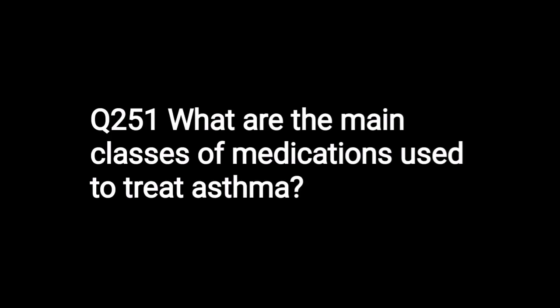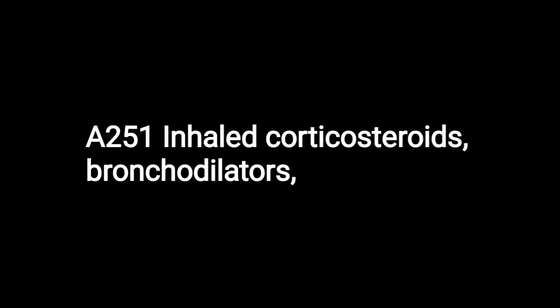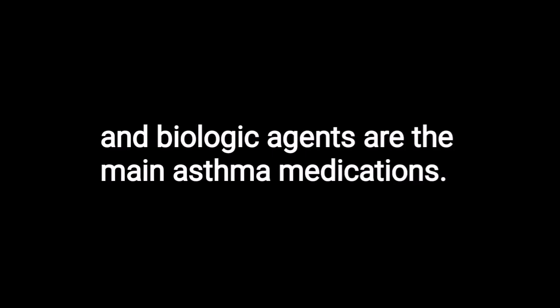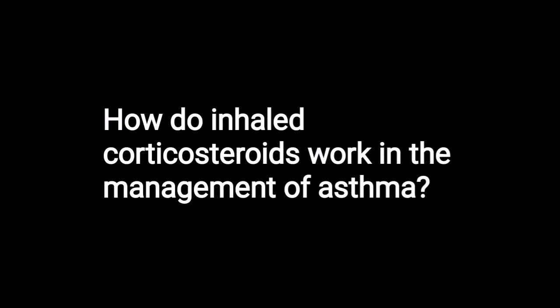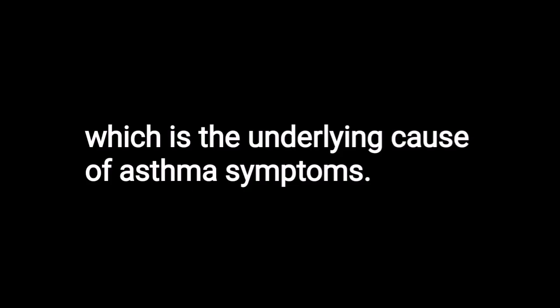effects of medications. Q251. What are the main classes of medications used to treat asthma? A251. Inhaled corticosteroids, bronchodilators, short-acting and long-acting, leukotriene modifiers, and biologic agents are the main asthma medications. Q252. How do inhaled corticosteroids work in the management of asthma? A252. Inhaled corticosteroids reduce airway inflammation, which is the underlying cause of asthma symptoms.